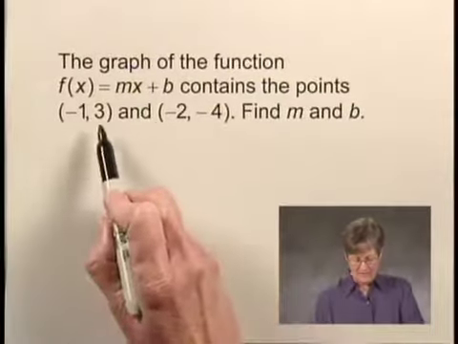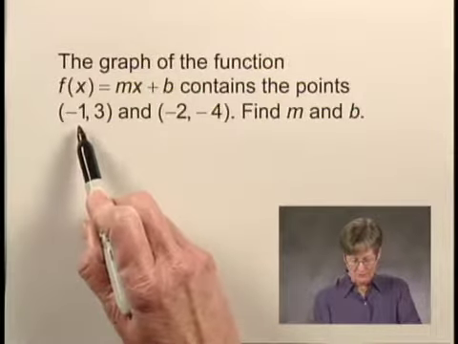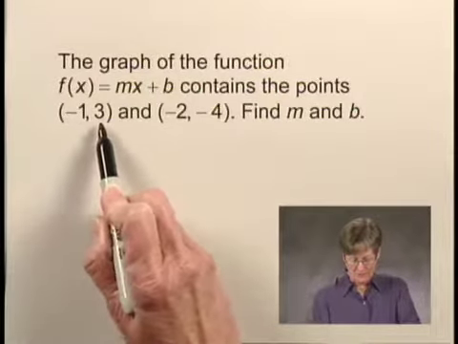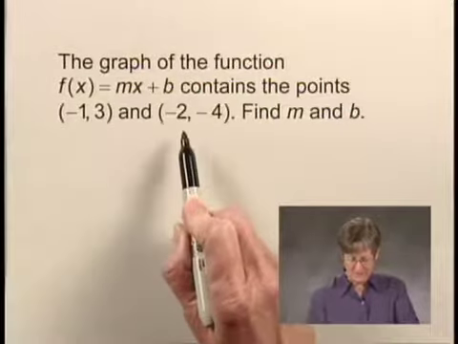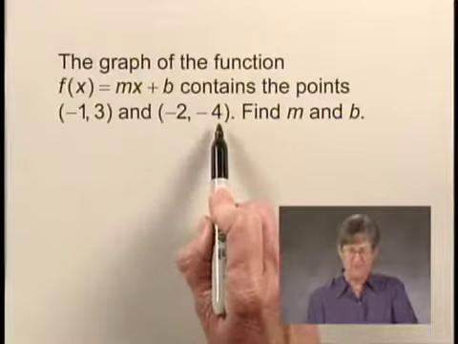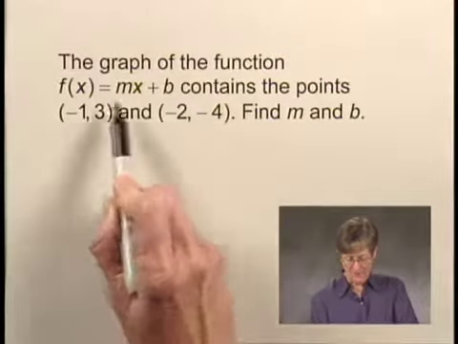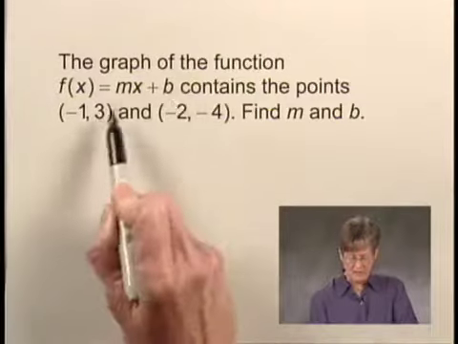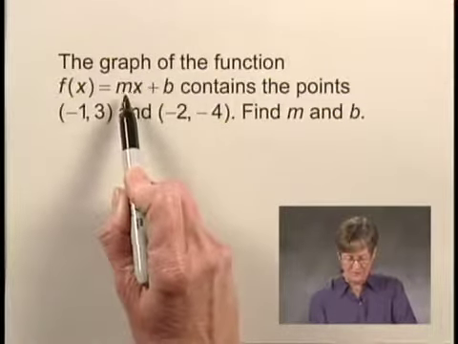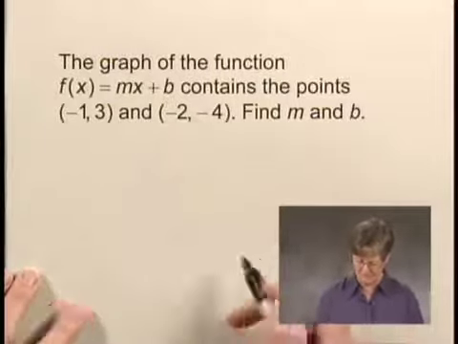This tells us that when x is -1, f(x) is 3. And this point tells us that when x is -2, f(x) is equal to -4. So that tells us that we can make substitutions into this function, and we'll be left with two equations, and each one will contain an m and a b. So let's go ahead and do that.